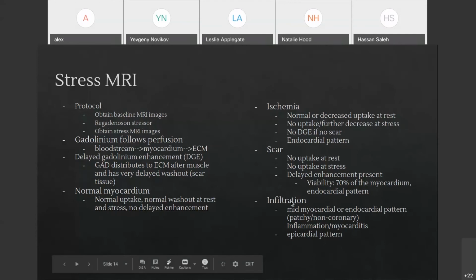Just to touch on some other stuff, infiltration has a mid-myocardial pattern or an endocardial pattern, and it's patchy and not in a coronary distribution. And then inflammation or myocarditis has an epicardial pattern, so from the outside in.